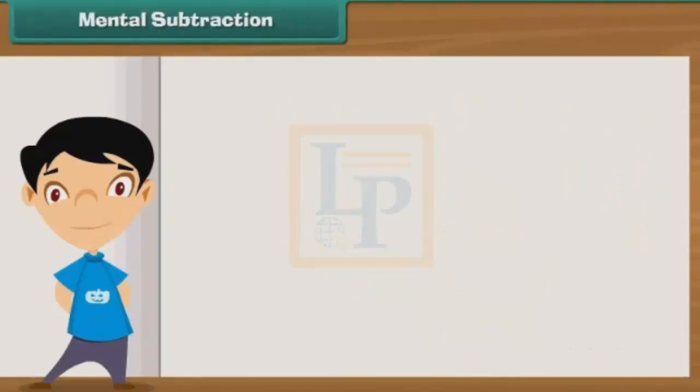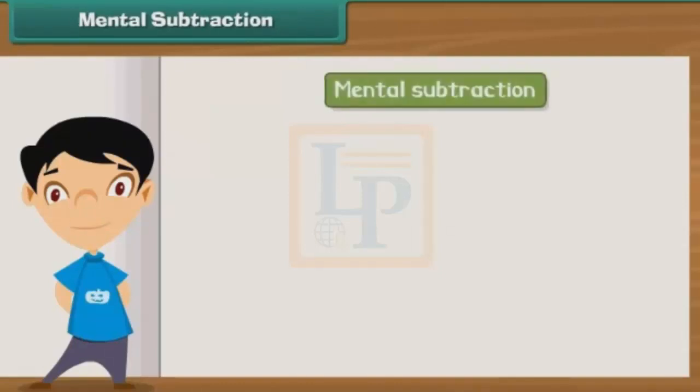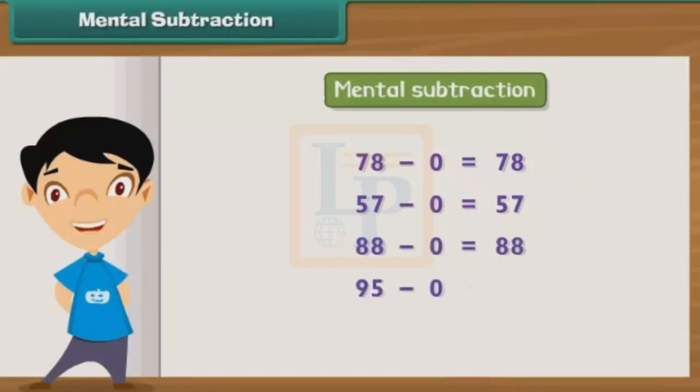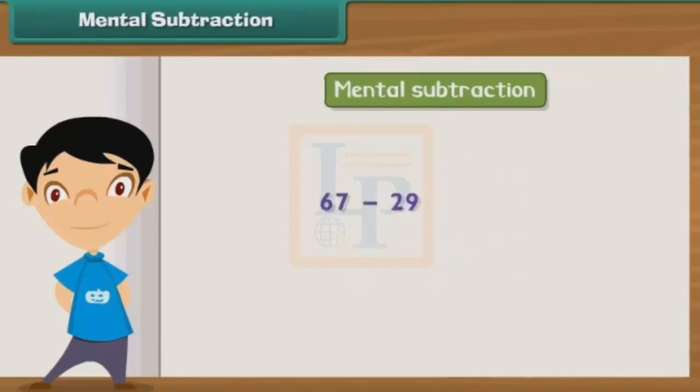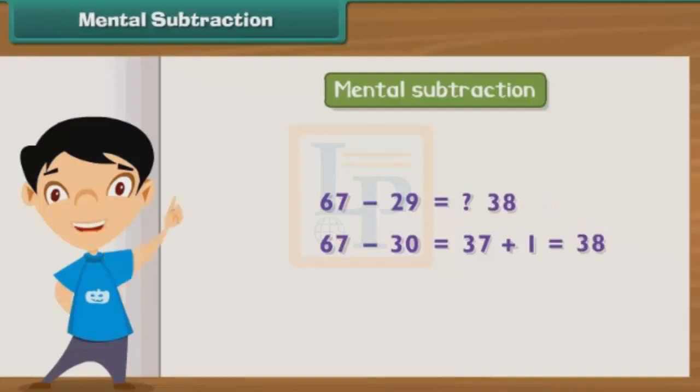Mental subtraction. We can perform mental subtraction in a manner similar to mental addition. 0 is the easiest number to subtract. So we will always try to make the second number, that is, the number to be subtracted, end with 0. Let us try to subtract 29 from 67. Since the second number must end with a 0, we subtract 30, not 29, from 67. The subtraction gives us 37. But we subtracted an additional 1. So we add 1 to the difference. Thus, the result of subtracting 29 from 67 is 38.